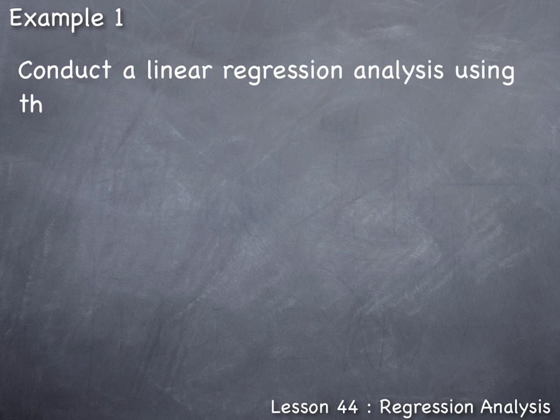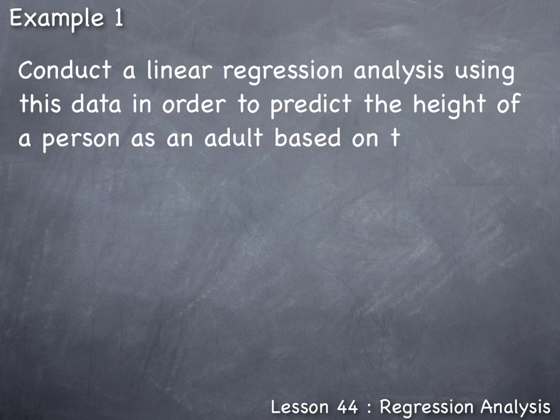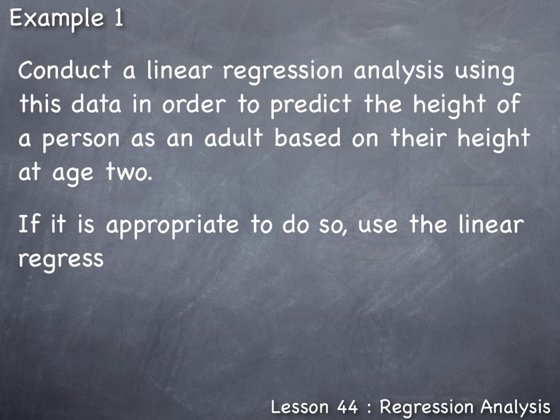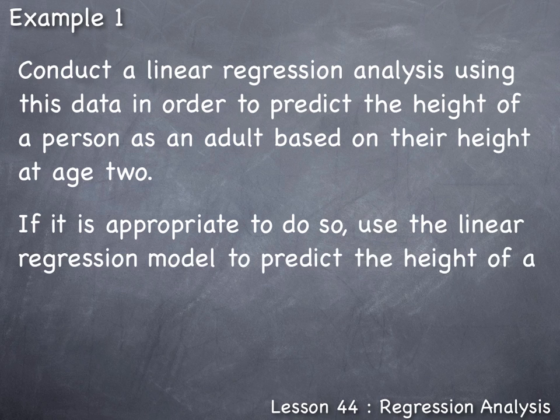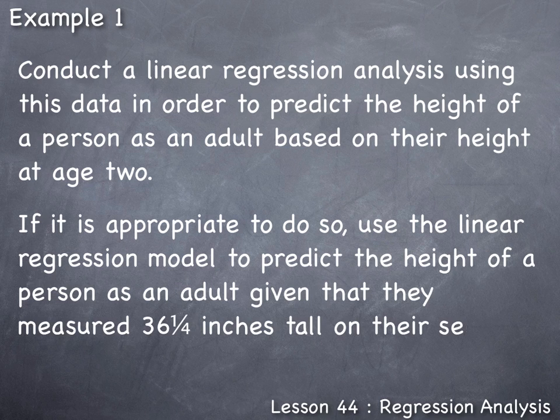Conduct a linear regression analysis using this data in order to predict the height of a person as an adult based on their height at age 2. And, if it is appropriate to do so, use the linear regression model to predict the height of a person as an adult, given that they measured 36¼ inches tall on their second birthday. So first we need to conduct a linear regression analysis.